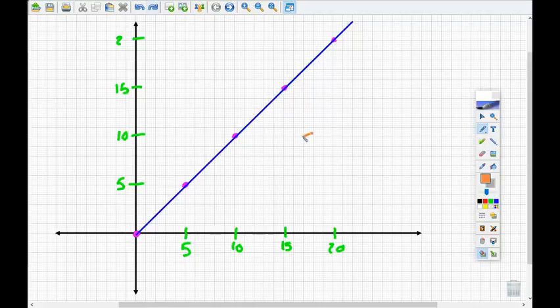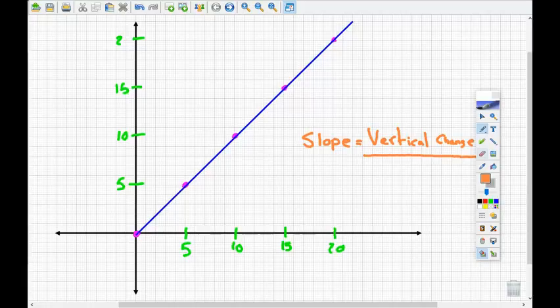To find the slope of this line, I'm going to choose 2 points that are on this line. I'm going to choose (5, 5) and (10, 10). I then am going to ask, what is the vertical change and what is the horizontal change between those 2 points.